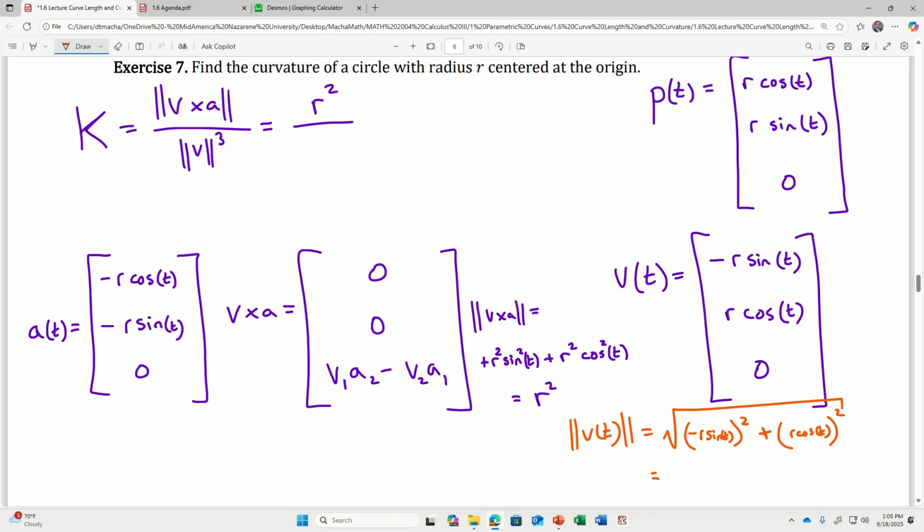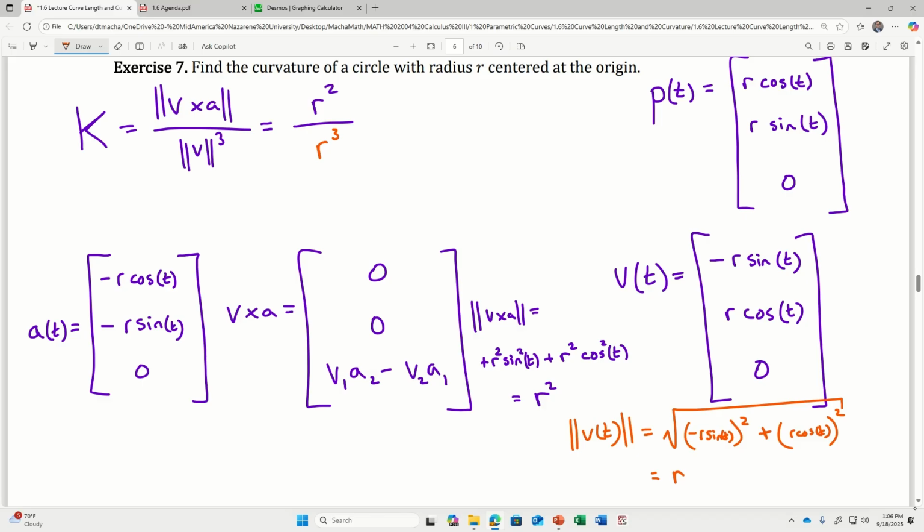Is it just r? Yep, it is just r, because you get positive r squared sine squared t plus r squared cosine squared t. Factor out the r squared, you get r squared times parentheses sine squared plus cosine squared. That's r squared times 1. You get r squared, but that's underneath the square root. So you take the square root of r squared, you get r. Very good. So my speed is r, and that goes here in the denominator, cubed.